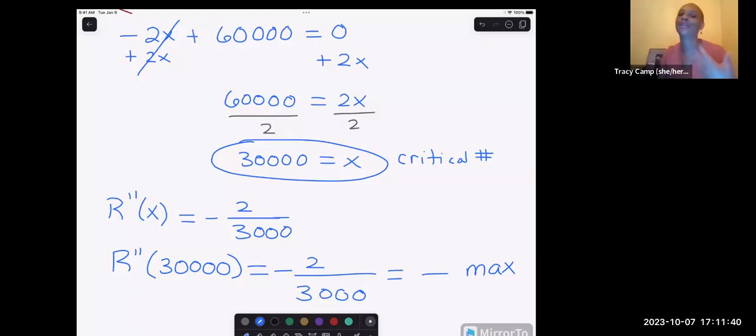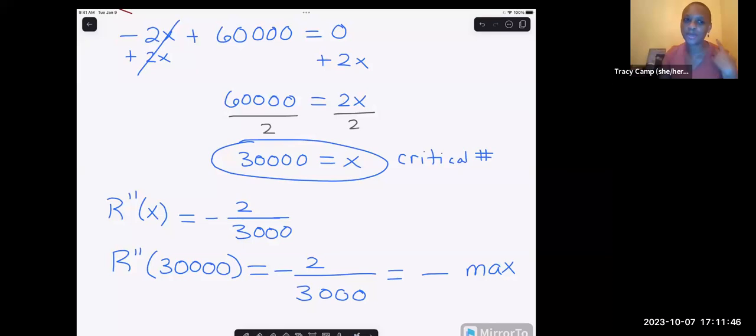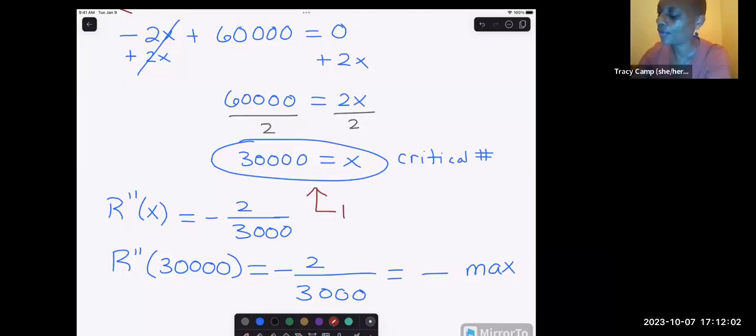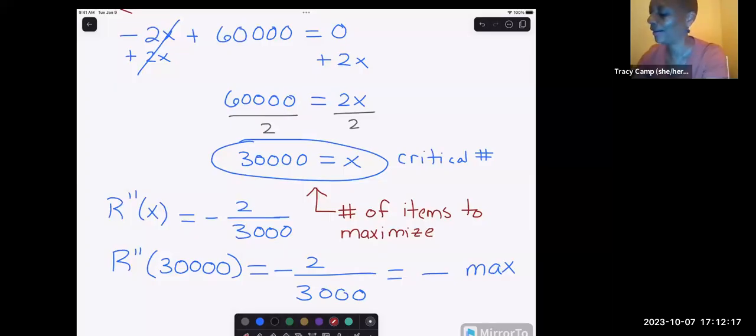So notice it works. We were trying to maximize revenue. So oftentimes you get just one critical number and it just works. So you don't really have to do what I just did. So this 30,000 represents the number of items that we need to sell to maximize revenue. I guess in this case, it's the number of bags of dog food, right? To maximize our revenue.